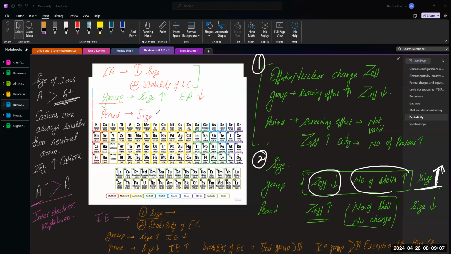So size, okay, answer this. What happens to size across the period? It decreases. So what happens to electron affinity across the period? Increases. But now we have to consider the other factor, stability of configuration. So which particular families have extra stable configuration? Second, fifth, one more, one more. Yes, and eighth. Very good.